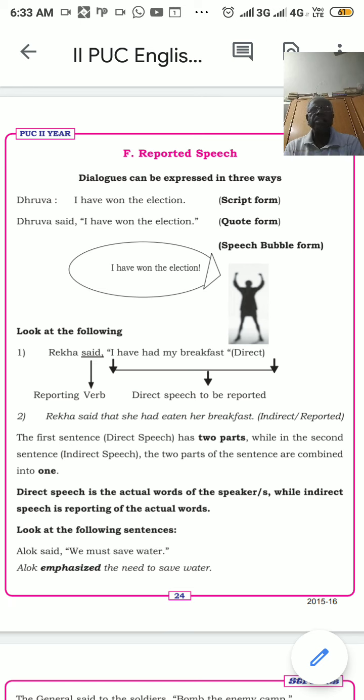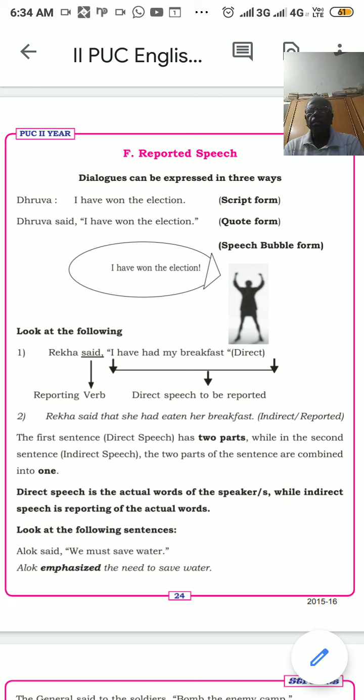Example, the man said, "I have been painting the house." Which is the verb here? Have been painting. Have plus been plus ing form. Underline, have been painting. This becomes like this: The man said that he had been painting the house. Underline, had been painting.